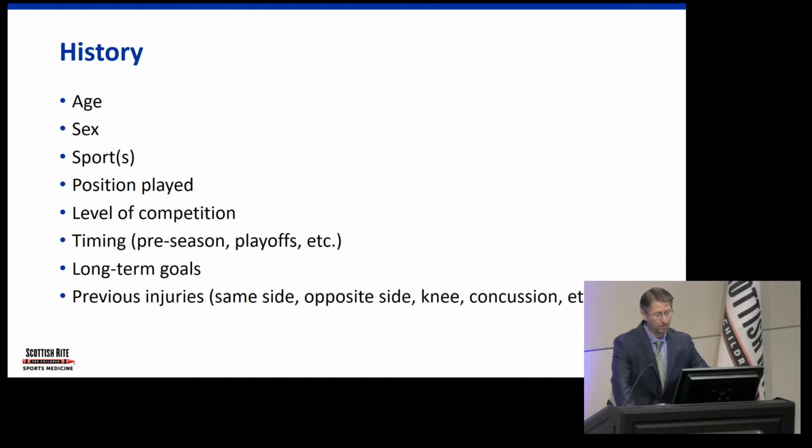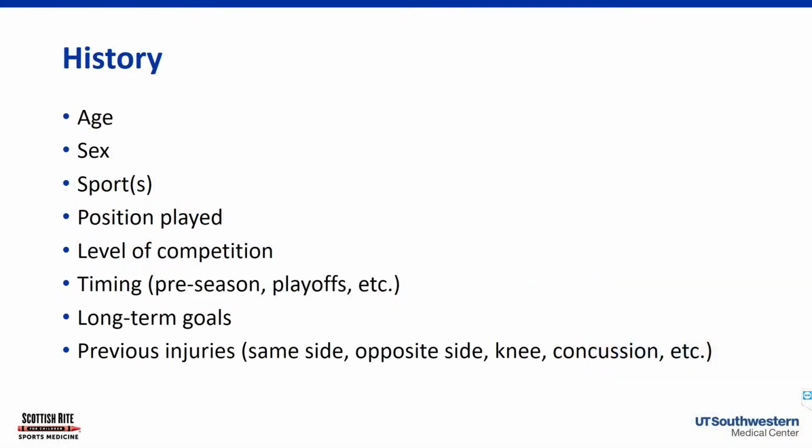What are their long-term goals, and what do they have going on after this? Is this senior year and we're looking at playing at the next level, or is this somebody who really doesn't have much desire to continue playing after this and we have only 1 or 2 games to get them back? And have they had any previous injuries? Maybe the same ankle, a previous ankle injury, opposite side, or knee injuries. Did they recently have a concussion? We know that there's an increased risk of musculoskeletal injuries after a concussion, so that's something else to think about as well.